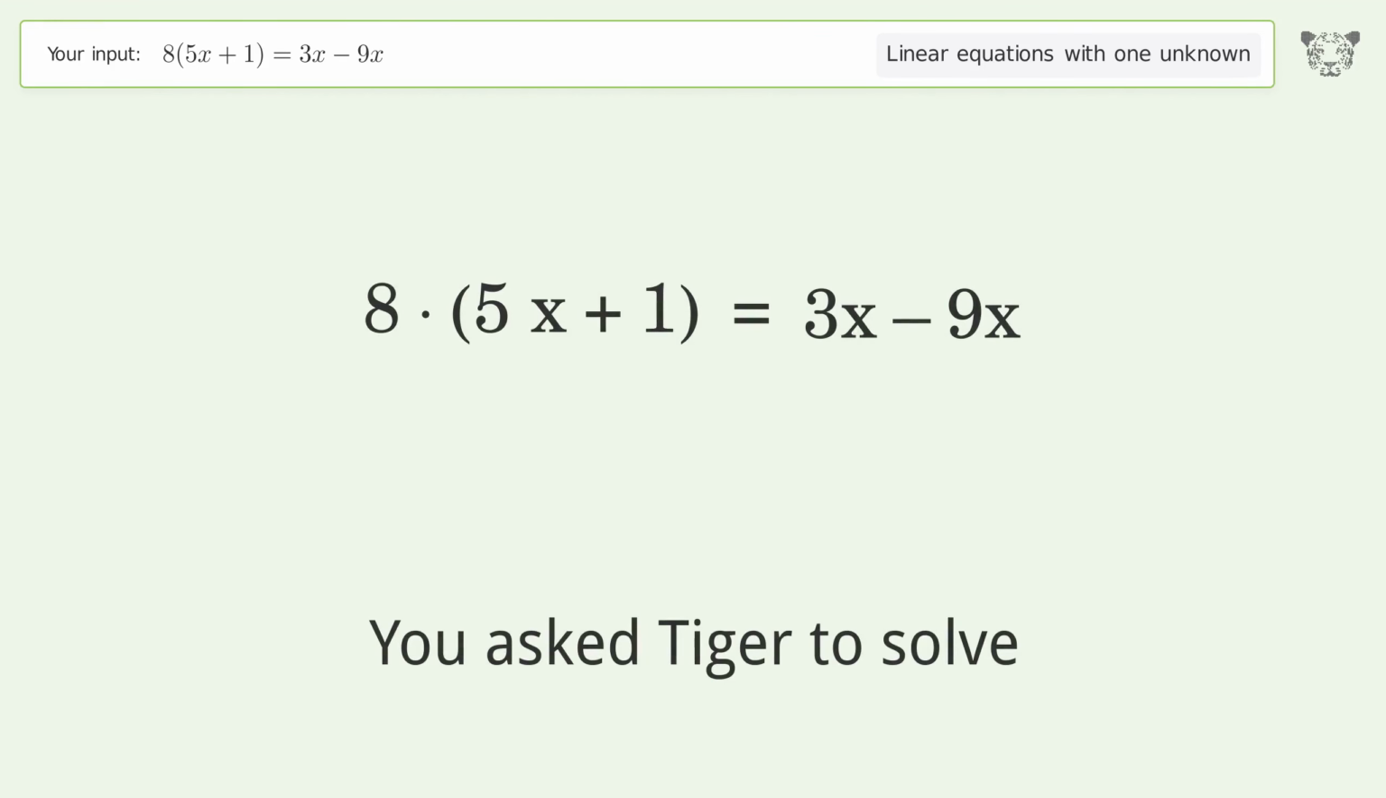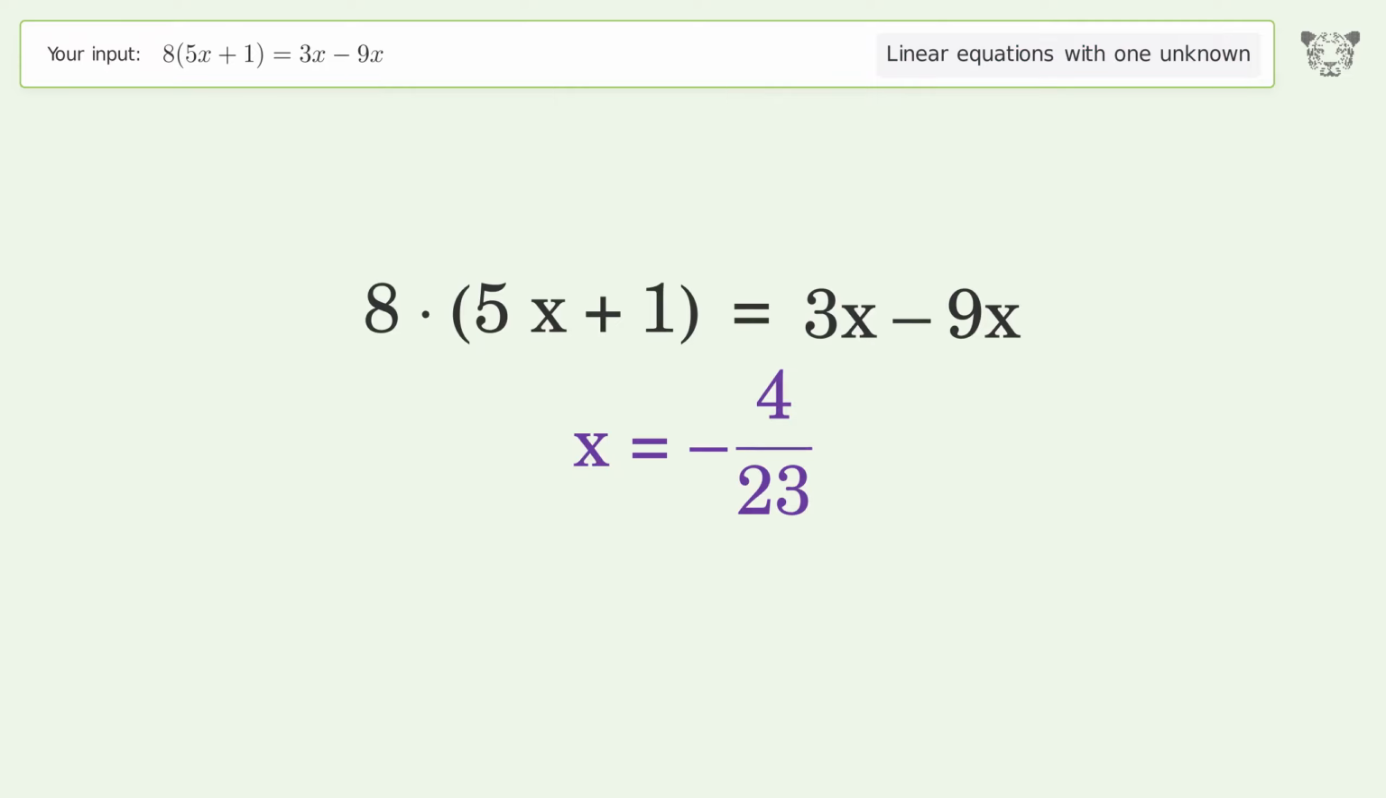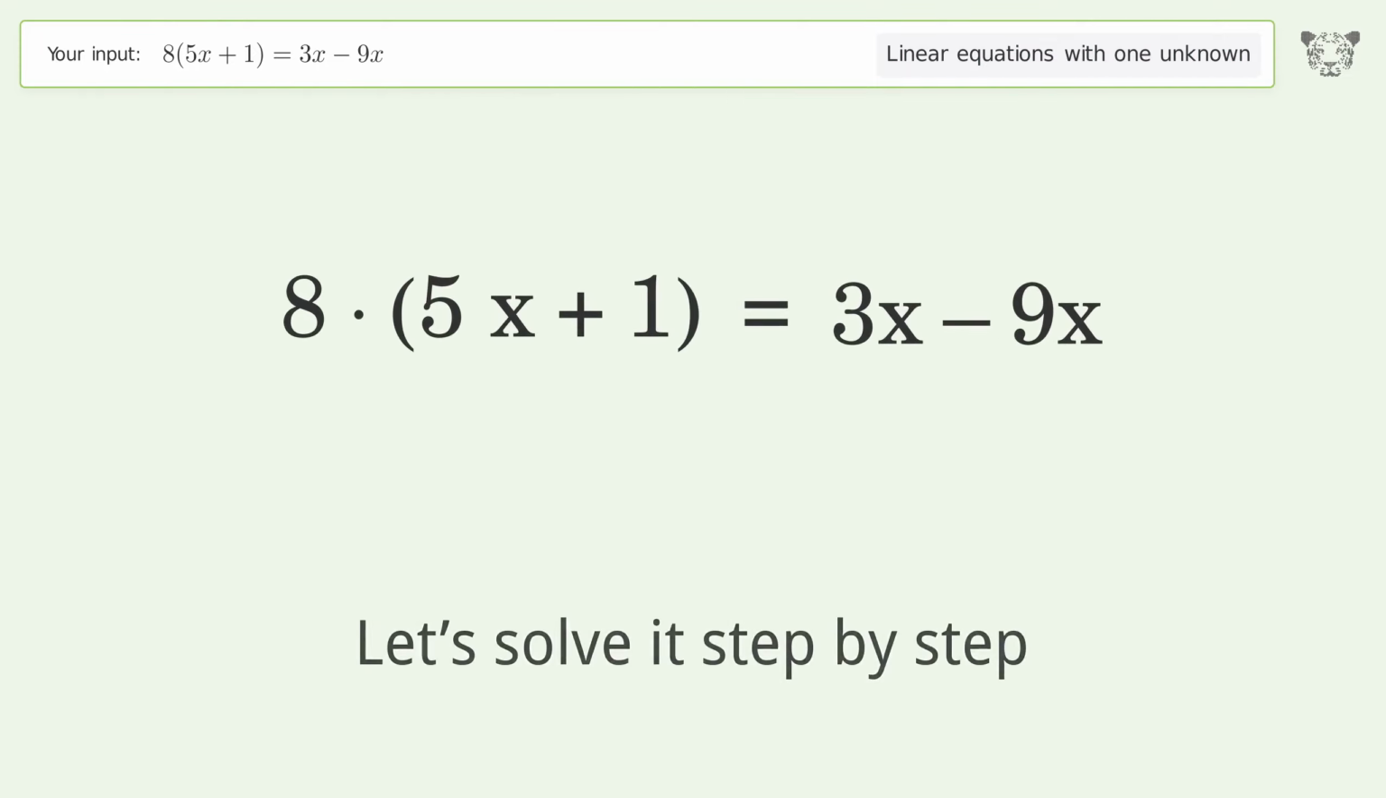You ask Tiger to solve this. It deals with linear equations with one unknown. The final result is x equals -4/23. Let's solve it step by step.